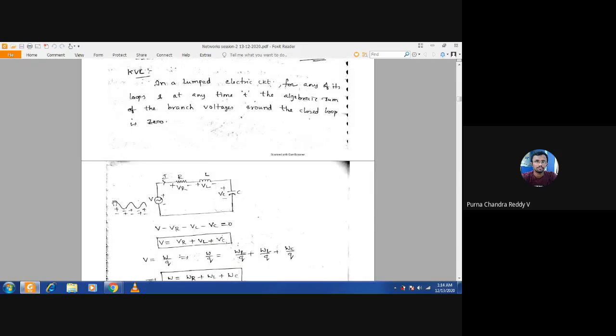Okay, next KVL. I told you already, KVL corresponds to the loop or mesh. The definition is: the algebraic sum of voltages inside a loop or mesh is equal to 0. So see here and tell me what is the KVL equation. V minus VR minus VL minus VC equal to 0, sir.